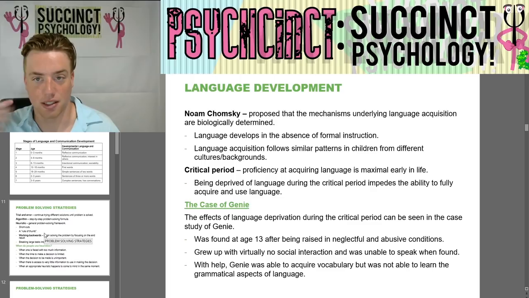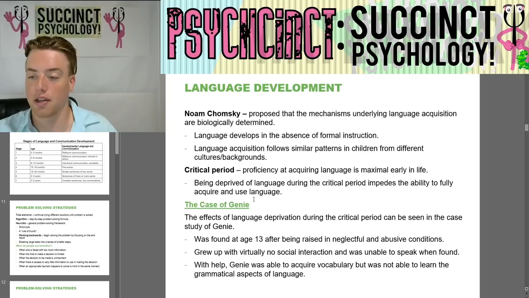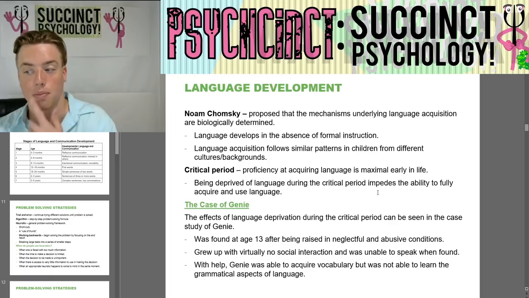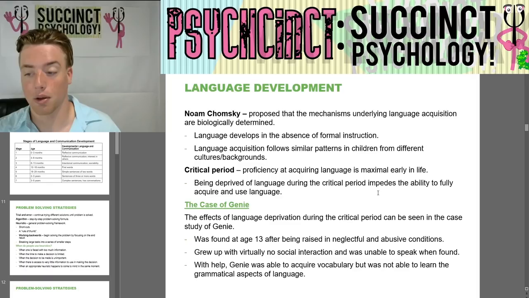So here we have the case of Jeannie. The effects of language deprivation during the critical period can be seen in the case study of Jeannie. They were found at age 13 after being raised in neglectful and abusive conditions and grew up with virtually no social interaction and was unable to speak when found. So with help, Jeannie was able to acquire vocabulary but was not able to learn the grammatical aspects of language. That's pretty crazy because she missed that critical period.